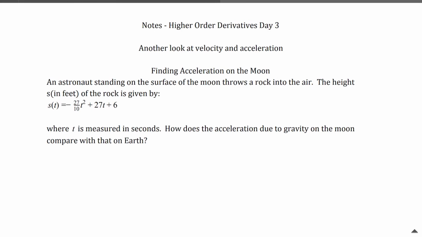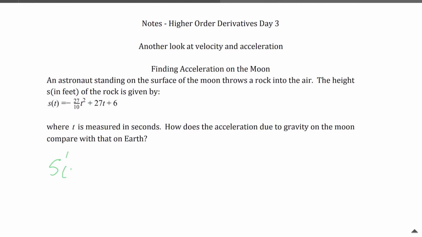Now, we know acceleration is the second derivative of our position function. So we're going to start just by finding our first derivative, s prime of t, which we also know is the velocity function, v of t. In this case, we end up with negative 54 over 10 t plus 27, and then the 6 goes away. Now we could also rewrite this in simpler terms. This was really just the same as negative 27 over 5 t plus 27. We could reduce that negative 54 over 10.